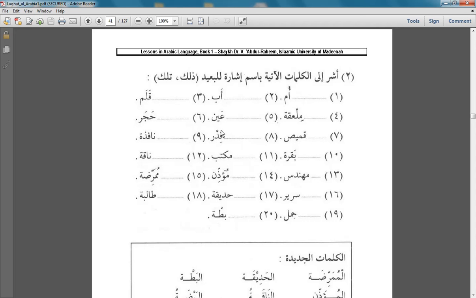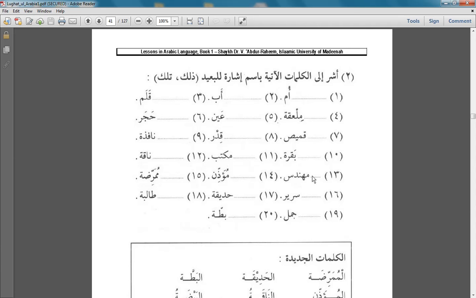قدر is mu'annath sima'i. It is feminine, even though there's no ta marbuta there. So, tilka qidrun, that is a pot. Tilka nafidatun, that is a window. Tilka baqaratun, that is a cow. Dhalika maktabun, that is a desk. Also, maktab can be used for office. Tilka naqatun, that is a she-camel.